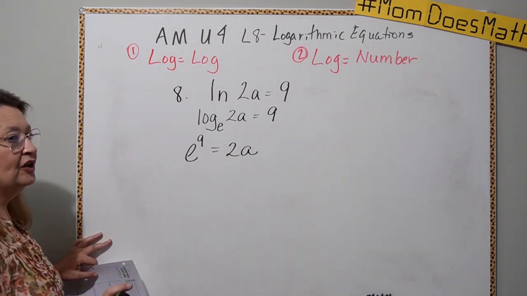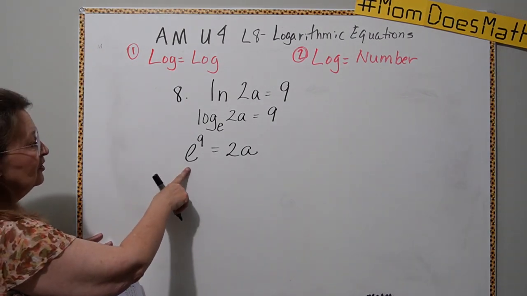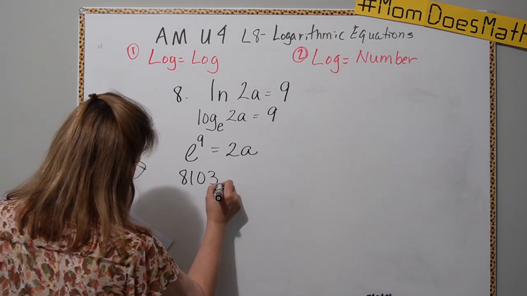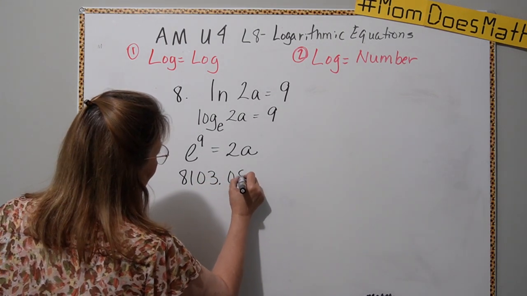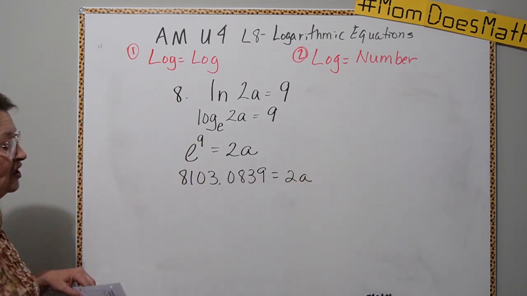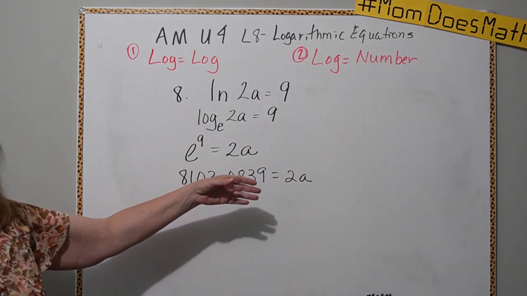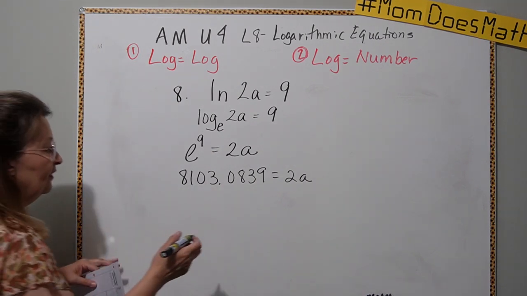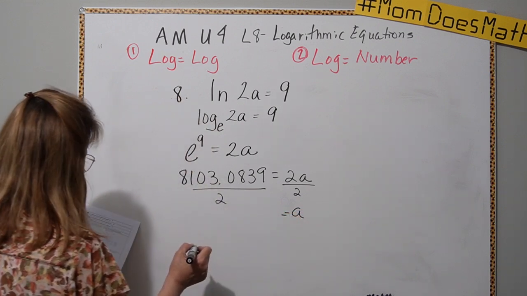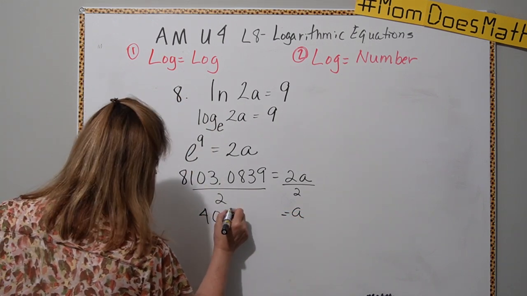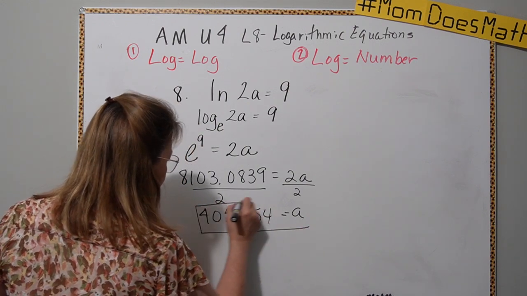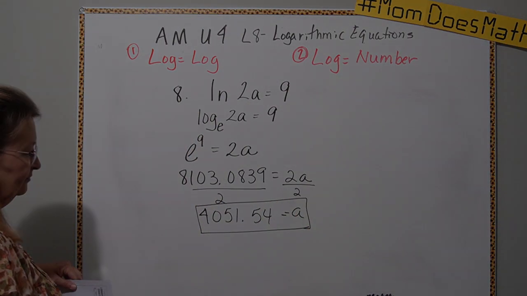You're definitely going to want to use your calculator for this. So just punch in e to the 9th power, and that is going to give you 8103.0839 equals 2a. And we're just going to stop at, there's no need to go further than 4 decimal places. Then we're going to divide both sides by 2. So a is going to be equal to 4051.54. And we'll just stop this one at 2 decimal places right there.